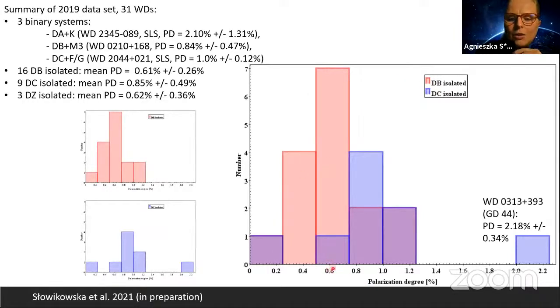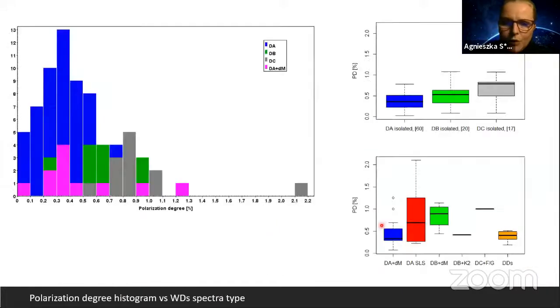So DB white dwarfs, on average, have a 0.6 linear polarization degree, whereas DC white dwarfs show much stronger polarization. If you gather together all the data from 2014, 2016, 2019, and the data from 2020 are not included yet, here you can see the DA white dwarfs. Here are the histograms, and the colors indicate different spectral types of white dwarfs. The same is represented, and maybe easier to read, in the right upper panel, where you have polarization degree shown as a box plot.